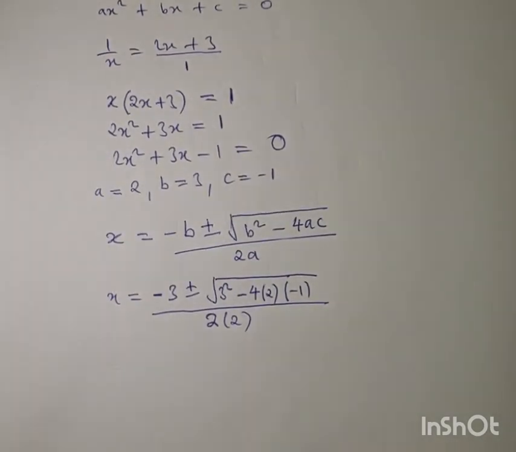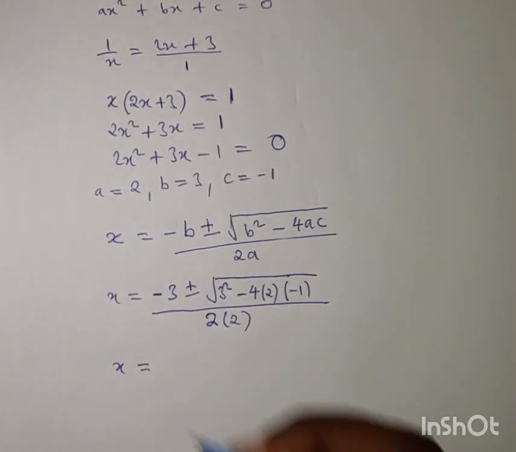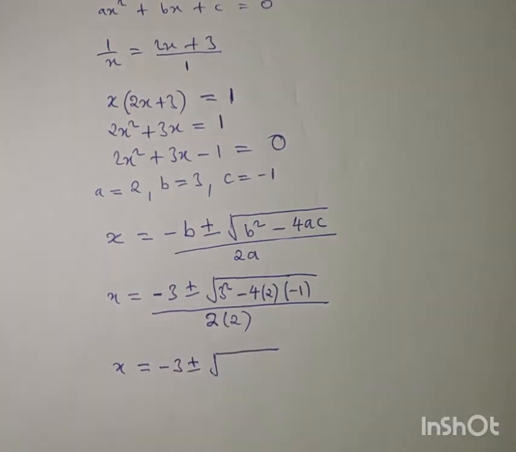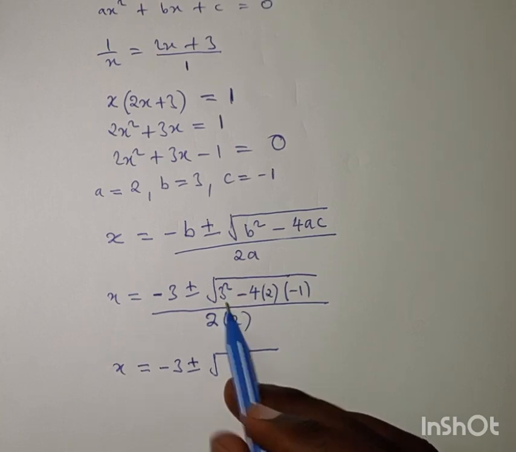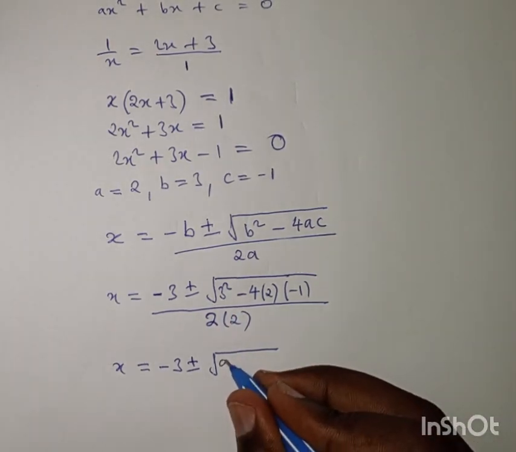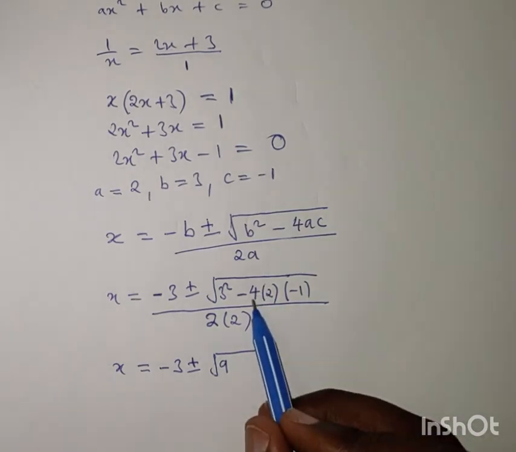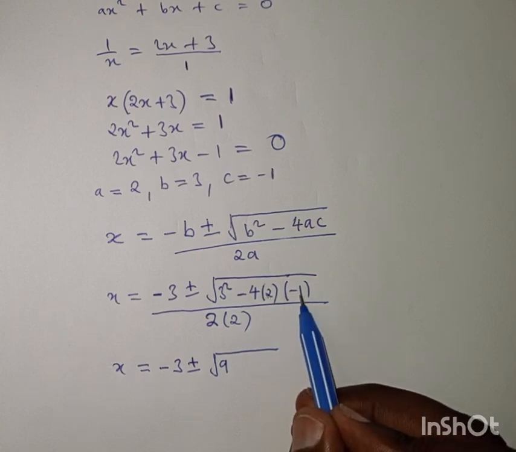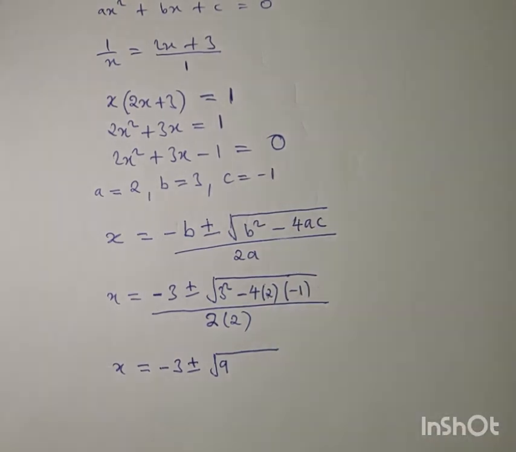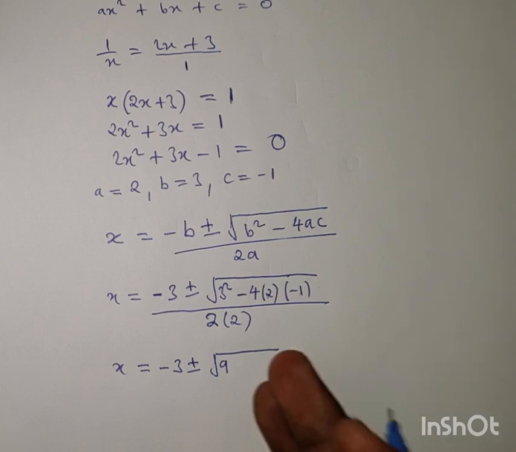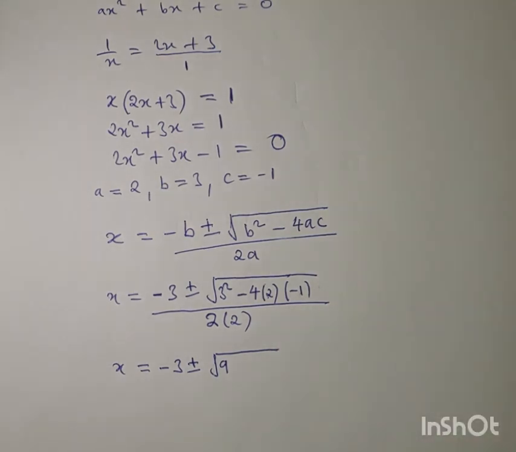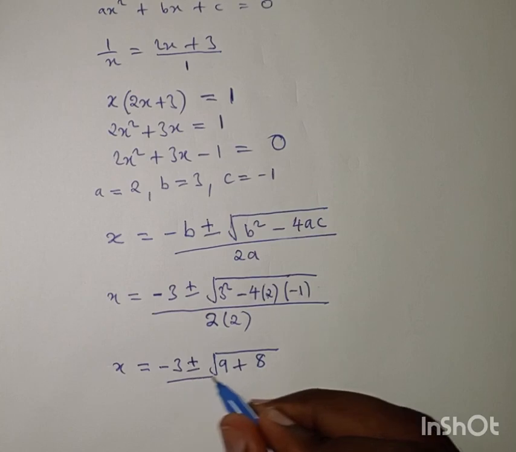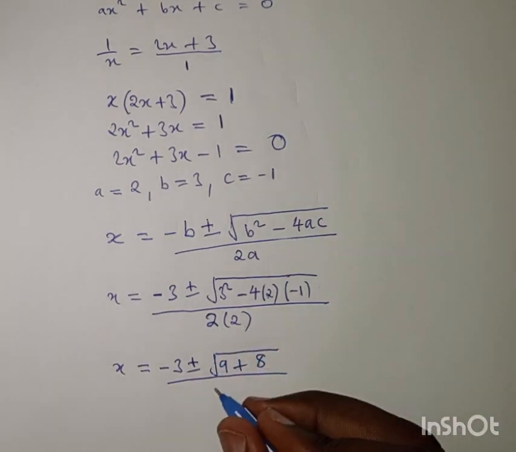So we have x is equal to minus 3 plus or minus the square root of 3 squared, that is 3 times 3, that is 9. Here we have minus 4 times 2, minus 8. Minus 8 times minus 1: minus multiplied by minus is positive, so we have plus 8. Then everything over 2 times 2, that is 4.